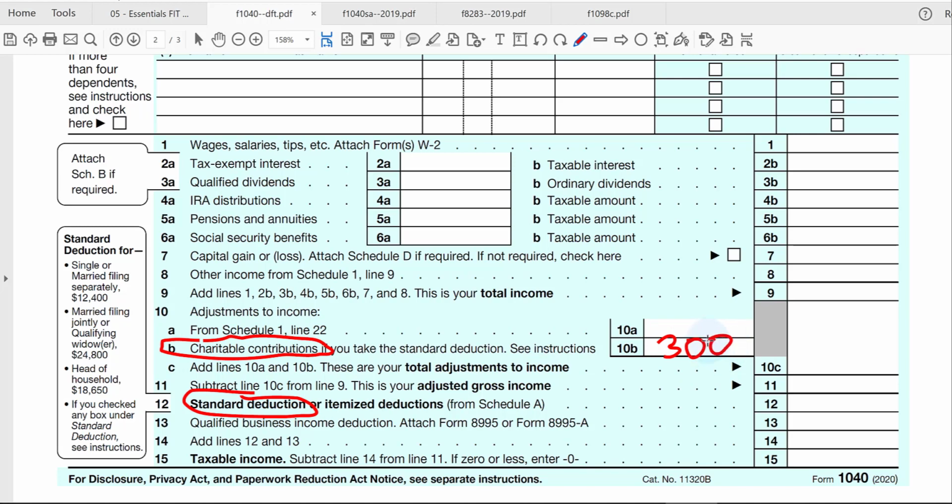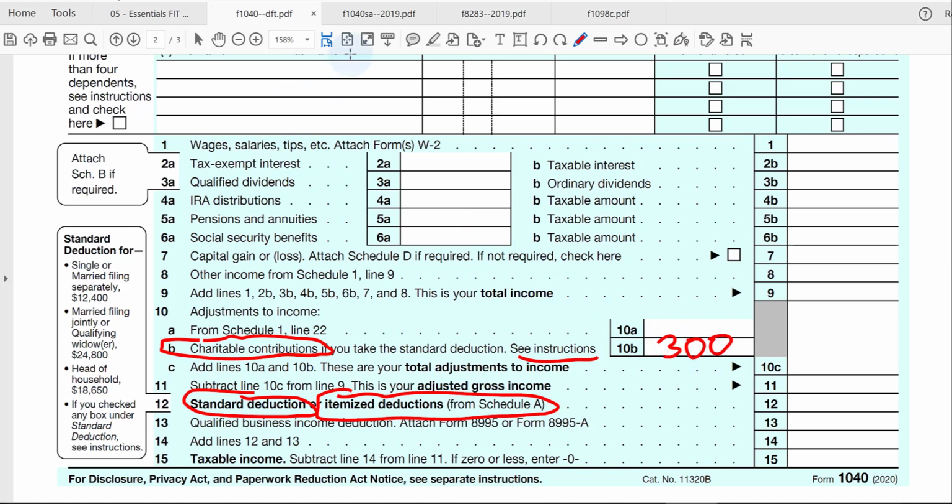And again, this is a draft version of the form, so I haven't seen the so-called instructions yet for this line, but I believe the maximum here is $300. Now, if you still want to claim any excess charitable contributions over 300, you cannot report them on Schedule A. Okay, it's either going to be all on Schedule A or 300 here straight on the 1040 form.